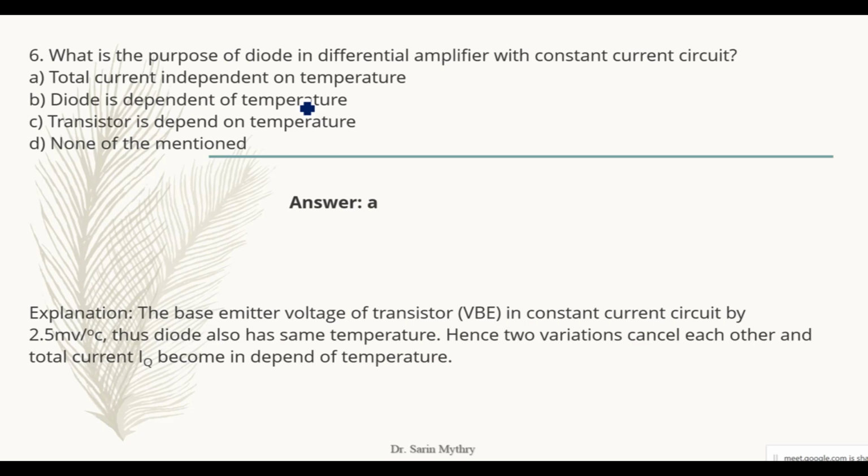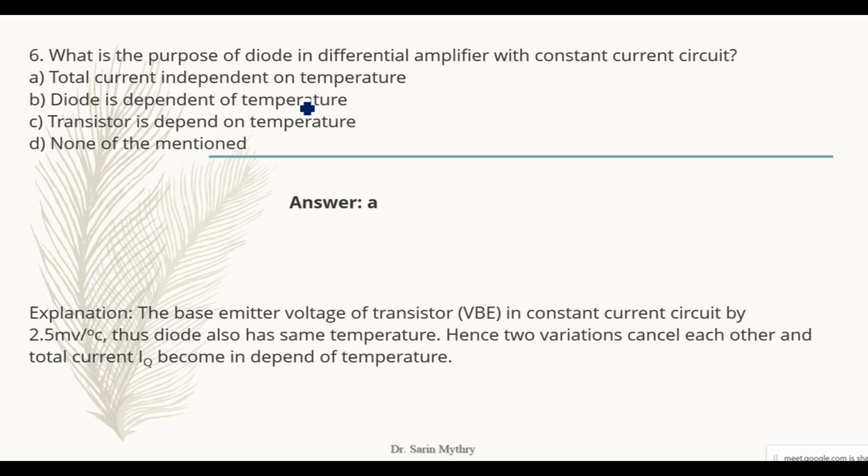What is the purpose of the diode in a differential amplifier with constant current circuit? Why do we use a diode over here with a constant current circuit? Let us see the options now. Total current independent of temperature. Diode is dependent on temperature. Transistor is dependent on temperature. And none of the mentioned.